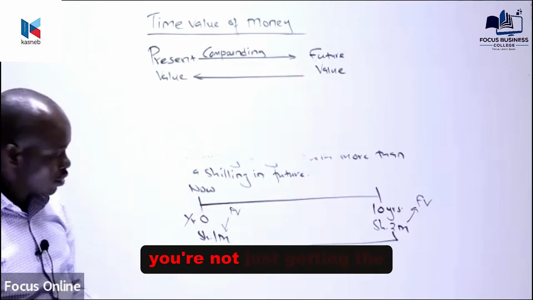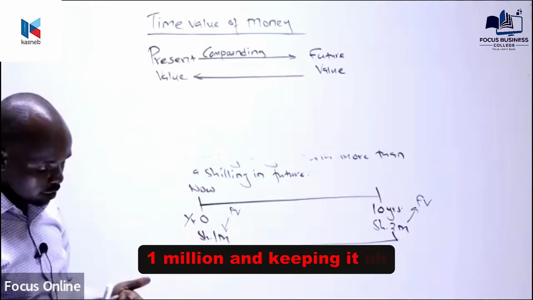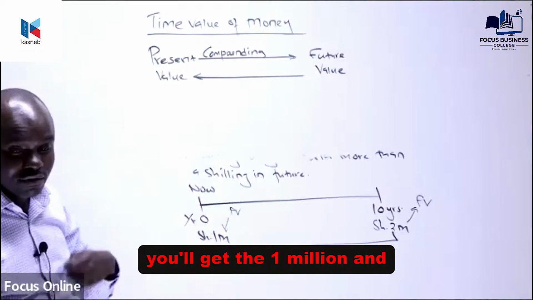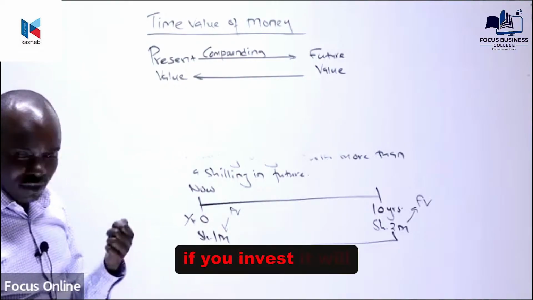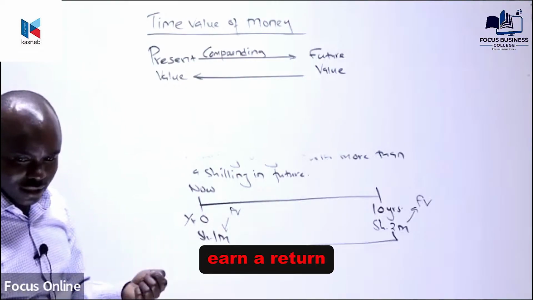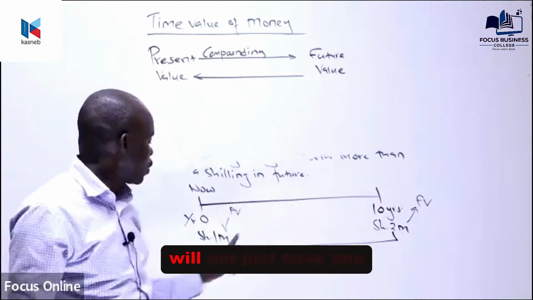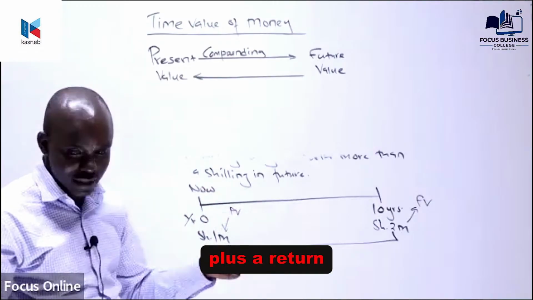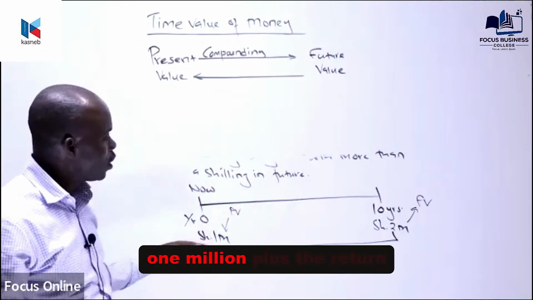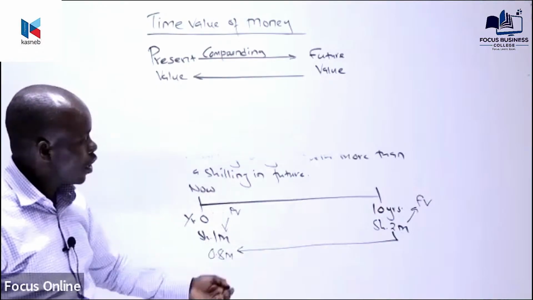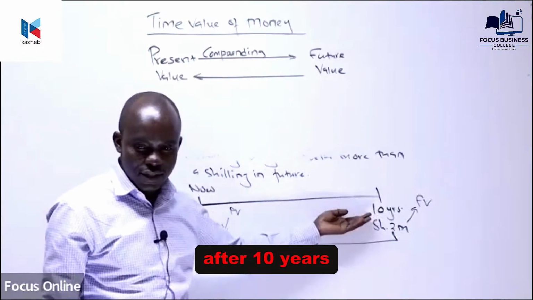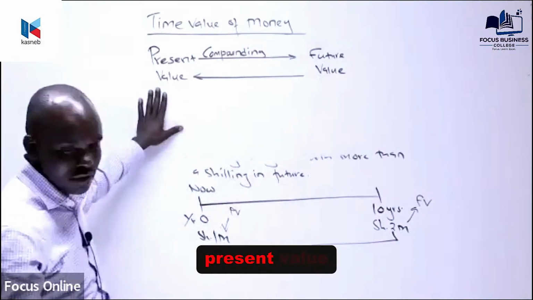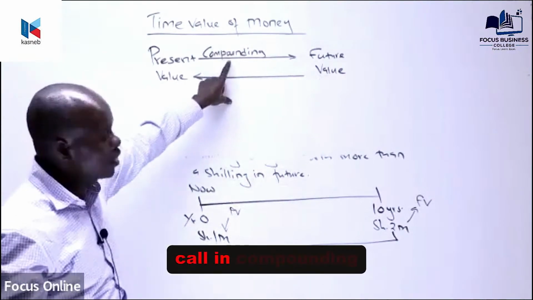Remember, you're not just getting the 1 million and keeping it maybe under the bed. No, you'll get the 1 million and invest somewhere. If you invest, it will earn a return. So after 10 years, you will not just have 1 million, but 1 million plus a return. We want to know how much this will be after 10 years. That is determining the future value from a present value, and that is what we call compounding.